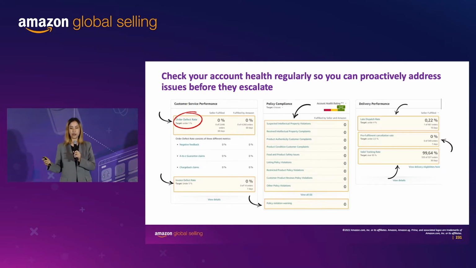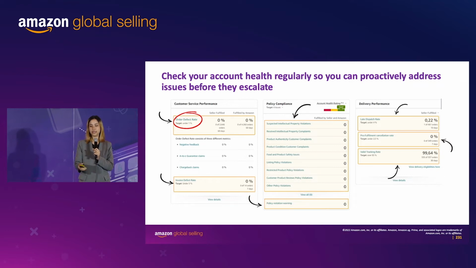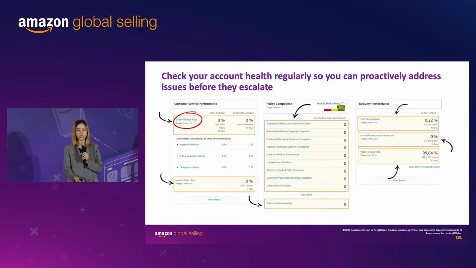You can see that there are targets under each of these areas. It's like your own KPI, your own performance goal, and you have to make sure that you keep a close look at it and stay under. For example, under order defect rate, there's a target of 1%. Make sure you stay under that, otherwise you might get into trouble. In policy compliance, you can see that there are a series of violations and also complaints and issues. Whenever any of these come in, it is important that you address them as soon as possible to maintain a green account health rating.